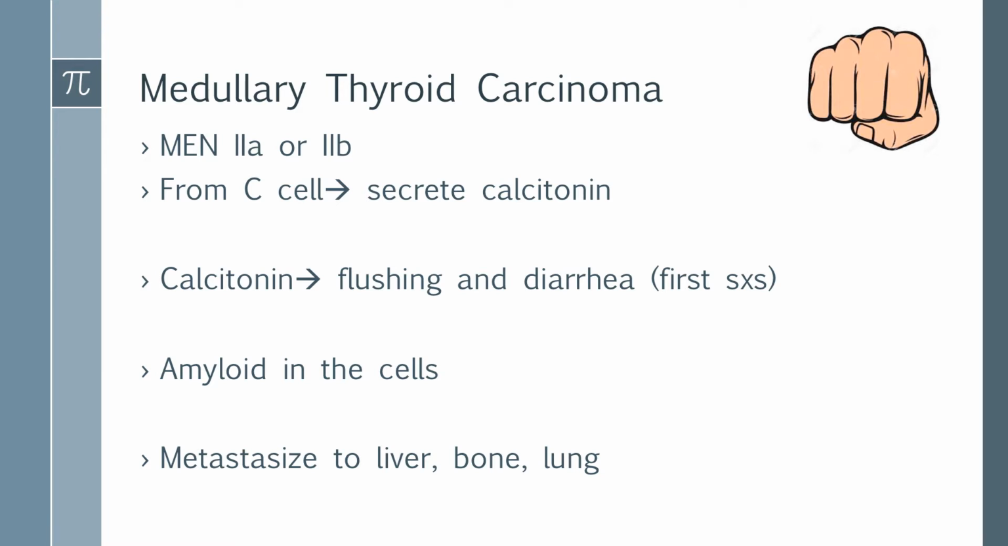Another hint they'll give you is that there's a lot of amyloid in the cells. So that's a buzzword. If they tell you thyroid biopsies or FNAs were done and there's a lot of amyloid, you should think medullary thyroid carcinoma. And it tends to metastasize to liver and bone and lung. By the time you come in for a surgery, it's highly likely, 50 to 70% of the time, that it's metastasized to some organ.